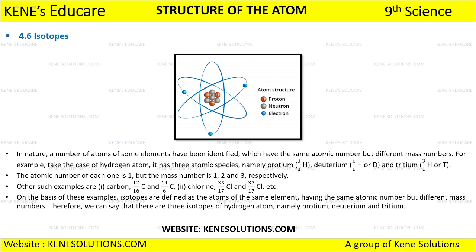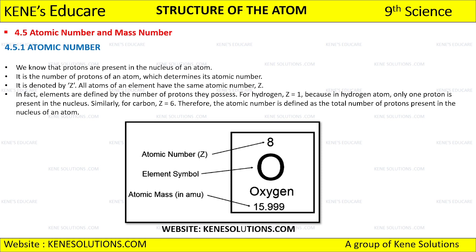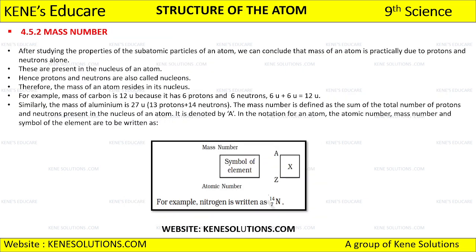Protium, deuterium and tritium. So these are the three atomic species of hydrogen that we have. So this becomes the isotopes. Okay, so see, the atomic number of each one is 1. Can you see? 1 upon 1, 2 upon 1, 3 upon 1. And how do we write it? The atomic number, represented by Z, is written on the top of the element symbol and the atomic mass is written below, right?